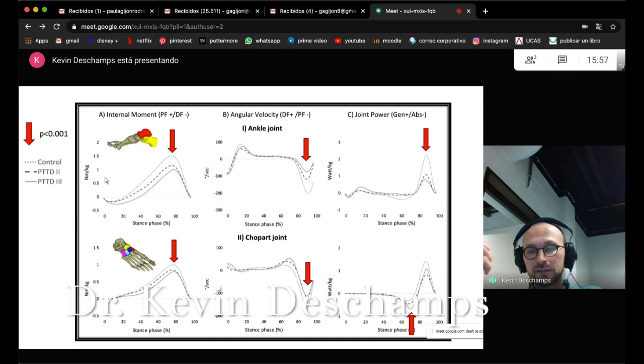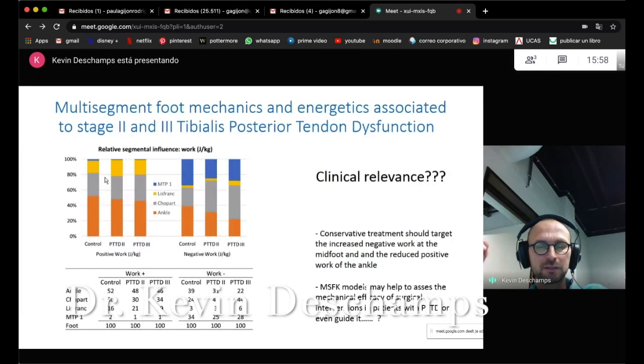And associated to that, we saw that the power generation of that midfoot joint was reduced. So we saw an increased absorption and a critically reduced power generation in that joint. So for us, this is quite clinically relevant.